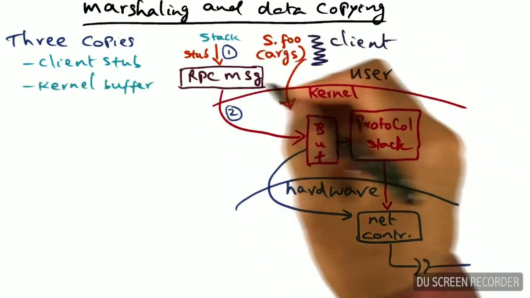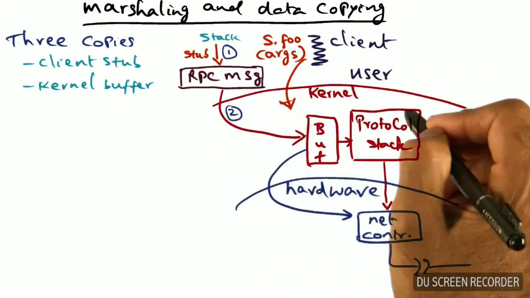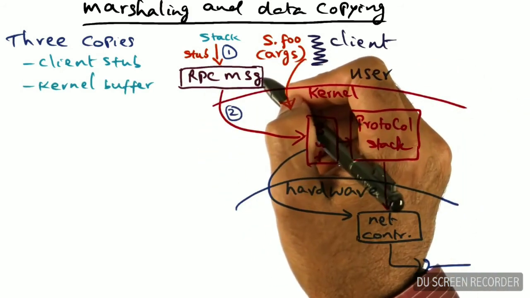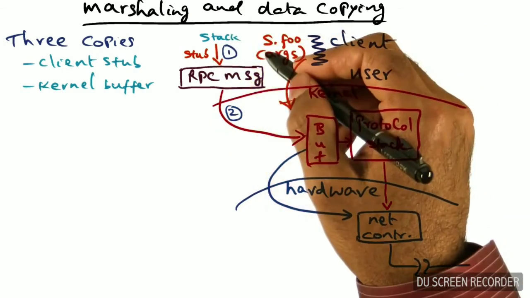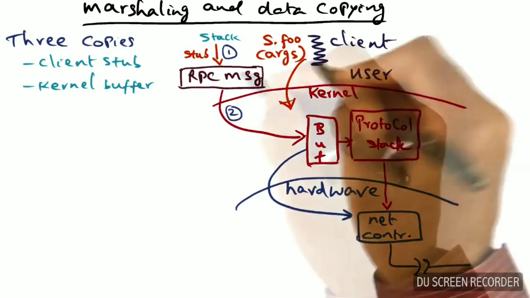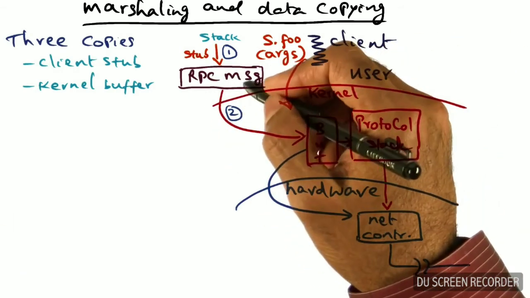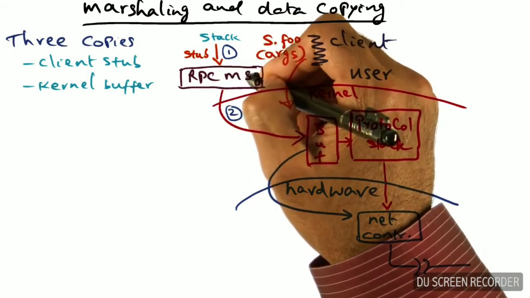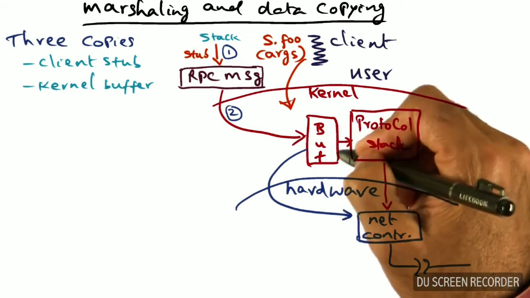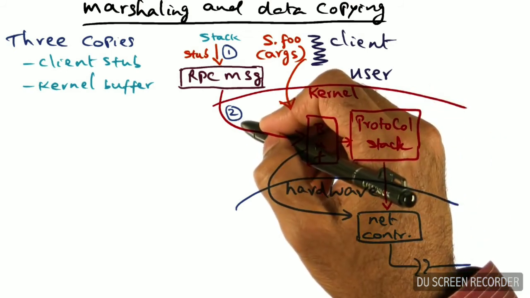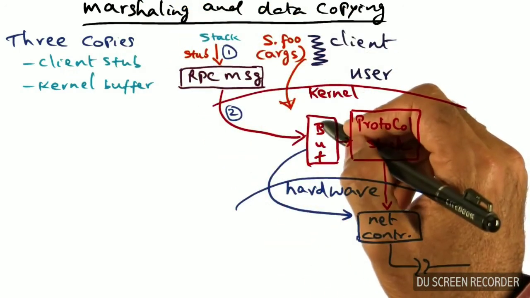Now remember that the client is a user program, so it is living in the user space outside the kernel. And so this RPC message, which has been created by the stub, is part of the client's address space, which is living outside the kernel. So this RPC message is in user space, and the kernel has to make a copy of the RPC message from the user space into its own buffer, the kernel buffer. And that's the second source of overhead, the second source of copy in doing the marshalling of the arguments.